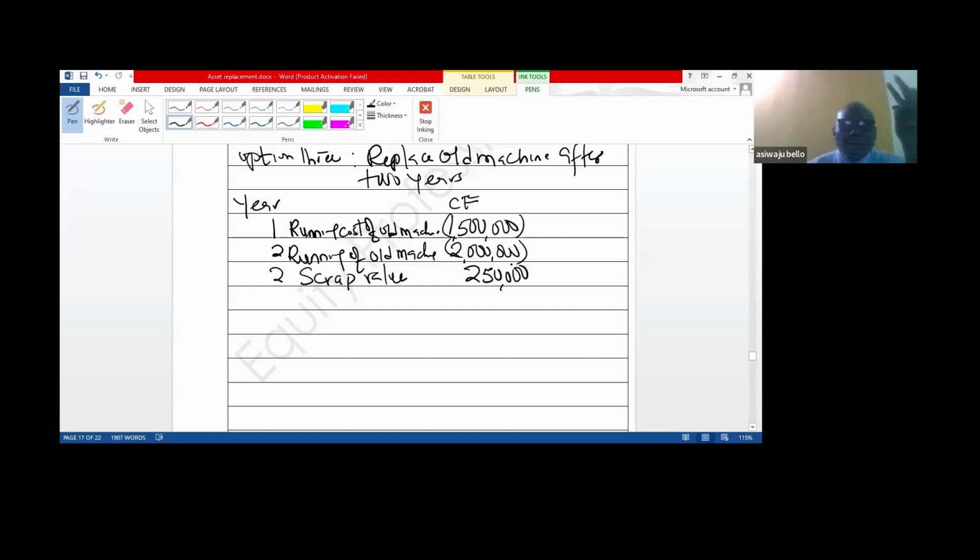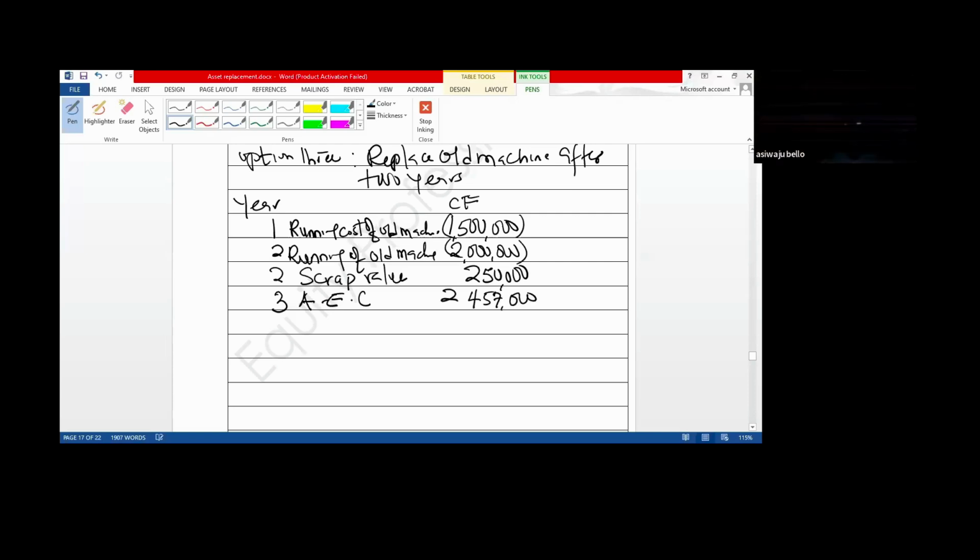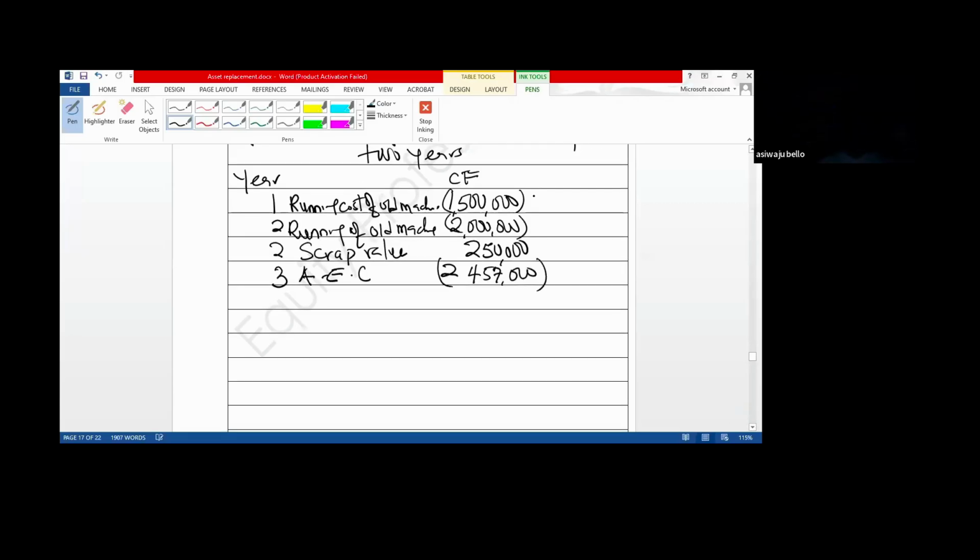We are going to retain it for 2 years. That means we are going to maintain it in year 1 and year 2, and we are going to sell it in year 2. We now introduce the new asset. That will happen in year 3 at an annual equivalent cost of 2,457,000. In brackets, we now introduce our discount factor. For year 1 it is 0.909, year 2 is 0.826, and year 3 equivalent cost is 0.751. We now get the present value.